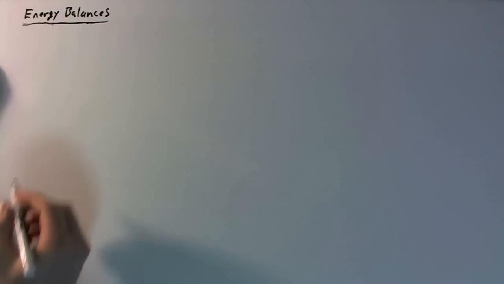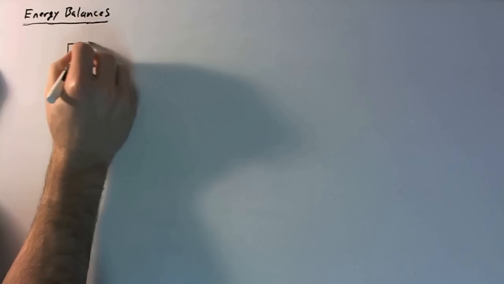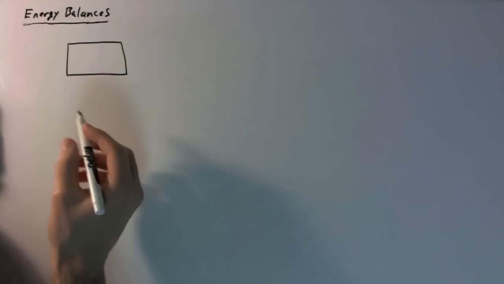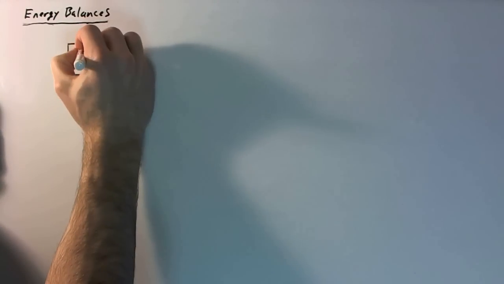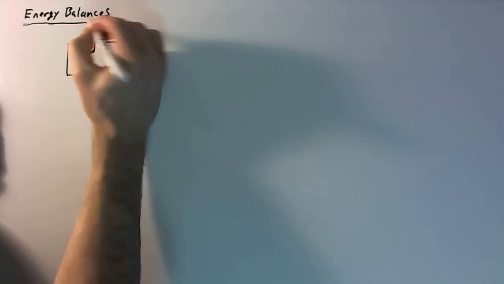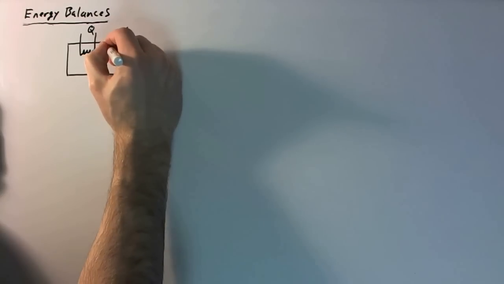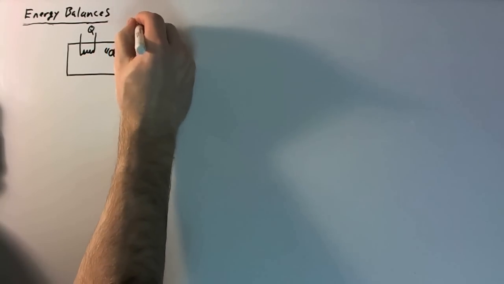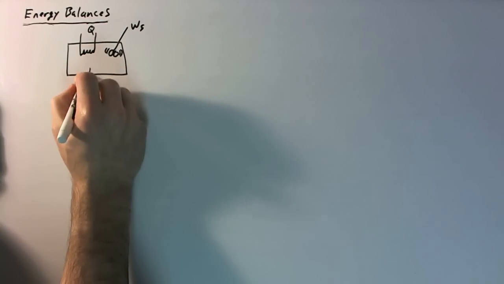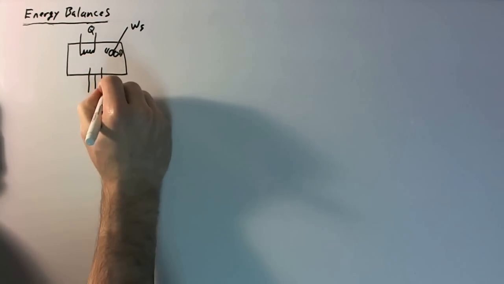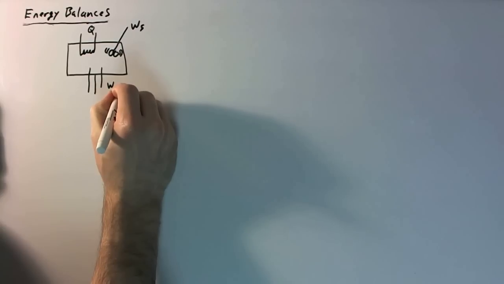All right, so let's talk about energy balances. First, let's consider a system, represented by a box here, which is closed and has some heat generating, and we have some shaft work. So this is moving, right? Shaft work, and also let's put a piston here. So this is work of expansion and contraction.